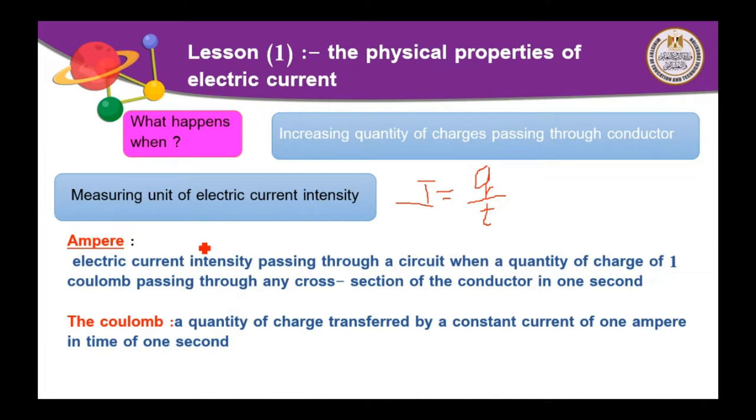So here we defined two things: the measuring unit of electric current intensity and the measuring unit of quantity of charges. The ampere is defined by the physical quantity it measures, which is the electric current intensity passing through the electric circuit when quantity of charges equal 1 coulomb passing through the cross section of the conductor in 1 second. The coulomb is quantity of charge transferred by constant current 1 ampere in 1 second.